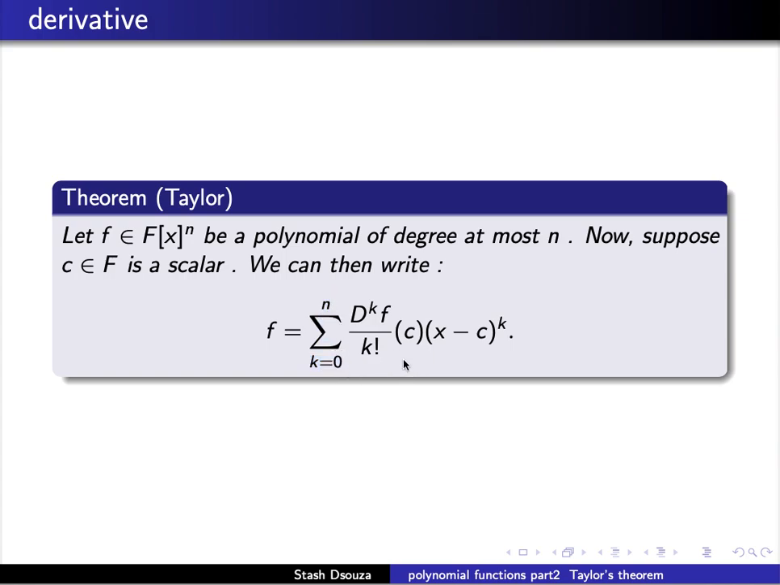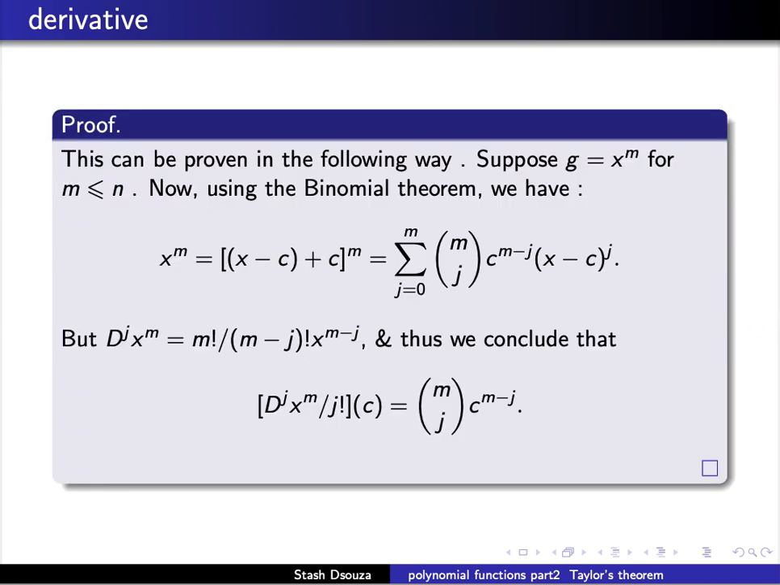The coefficients are given as d to the power k, that is the kth derivative of f, divided by k factorial, evaluated at c. We move on to the proof of this result.